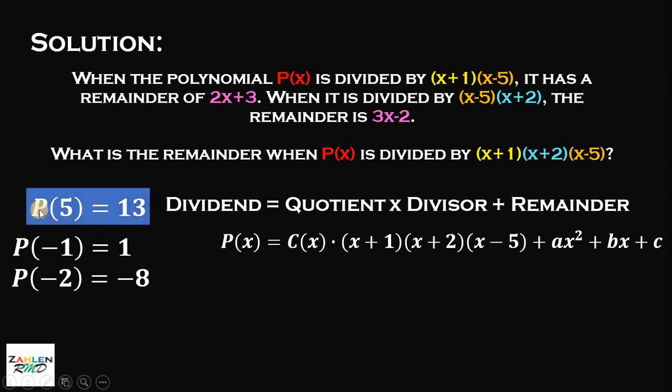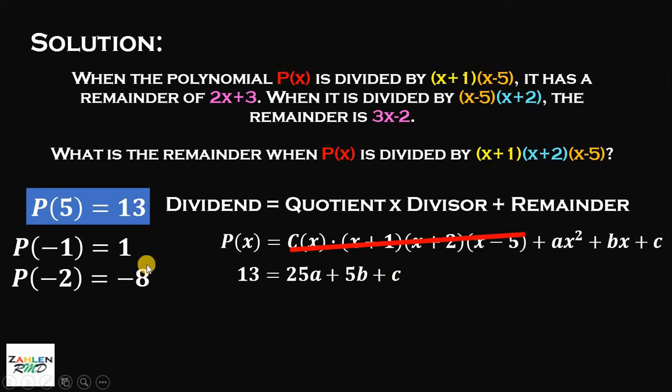Next thing to do is we need to use the result. Let's have first p of 5 is equal to 13. Now if we let x equal to 5, this part becomes 0, because it has a factor of x minus 5. So we have p of 5 is equal to 13, and if we let x equal to 5, we have 5 squared or 25 times a plus b times 5 is 5b, and then bring down c. So our first equation is 13 equals 25a plus 5b plus c.